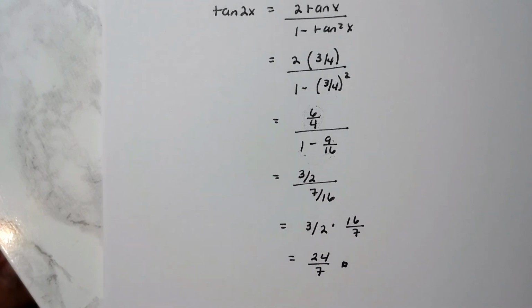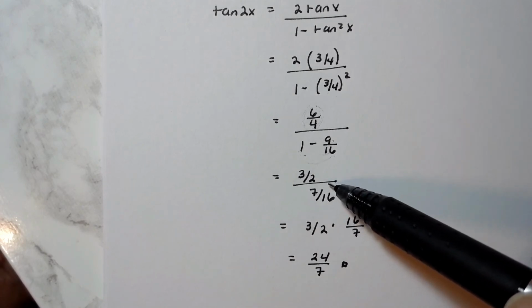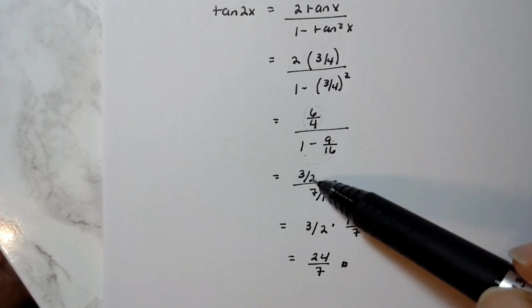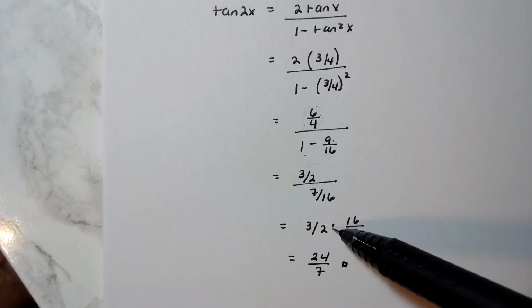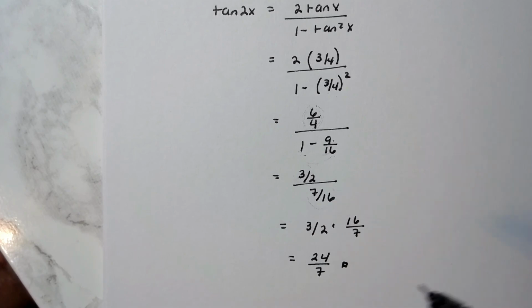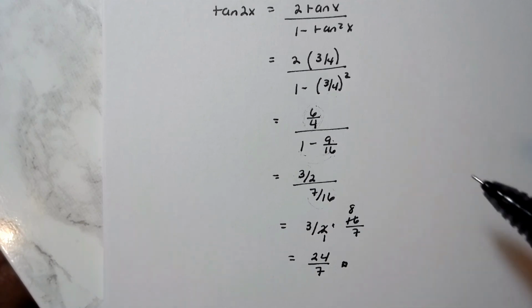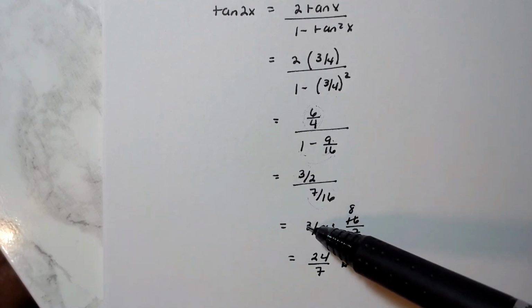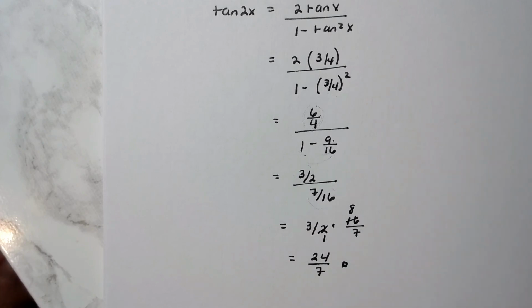And now that the top and the bottom are simplified as much as they can be, now I can rewrite this as a multiplication problem. I leave the numerator alone and write it exactly as I see it. I change division to multiplication, and I flip this bottom number, and now I see that 2 goes into itself once, and it goes into 16 8 times. And easily, without a calculator, I know that 3 times 8 is 24, and 1 times 7 is 7, and I'm done. Okay, so I hope that helps.